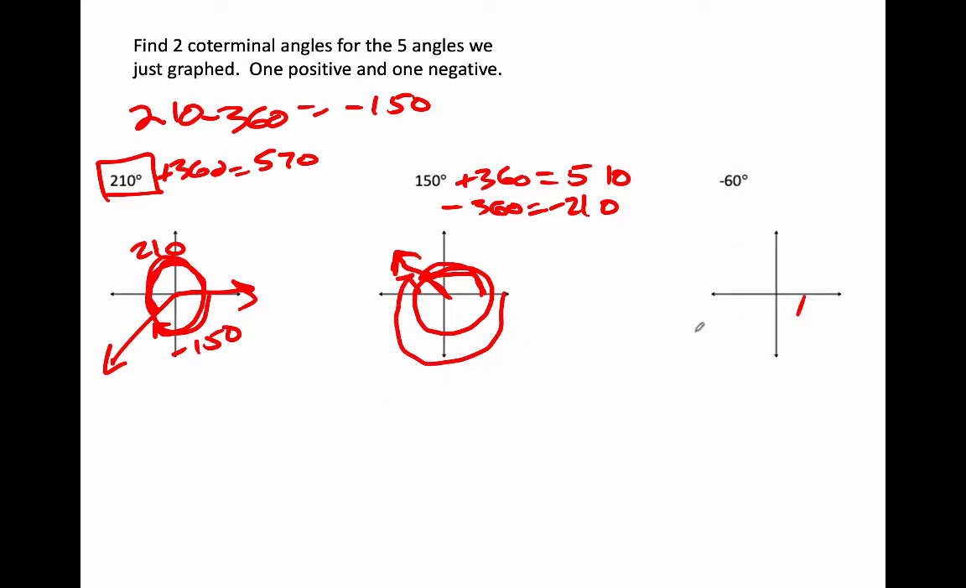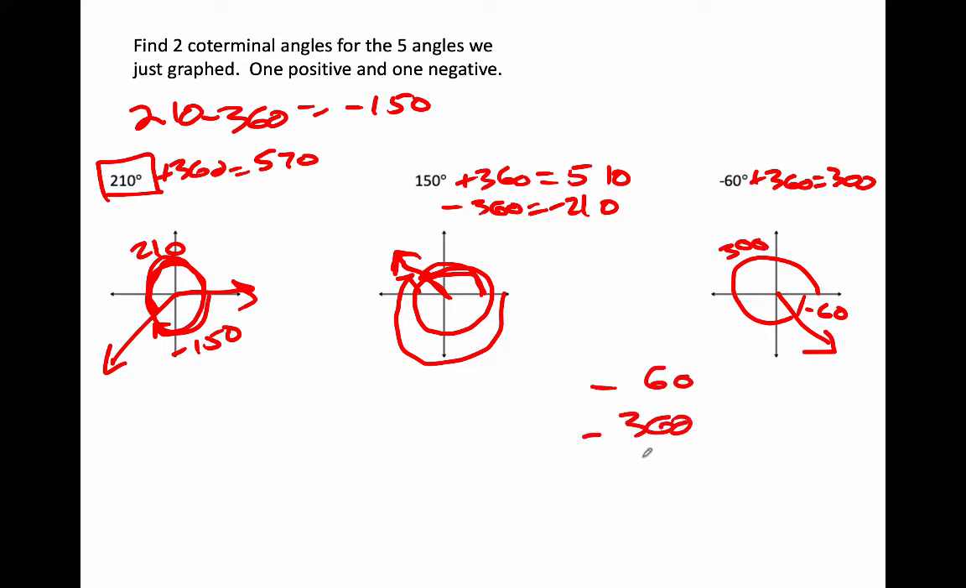Negative 60, again, I can add 360. That's the same as a 300. So if I did a 300, I'd come around and I'd be 60 short. Well, if I do negative 60 and 300, it's the same thing. So you can do negative 60 and you can minus 360, and I get negative 420, man. So I go around 360 and then another 60, and I end in the same spot.